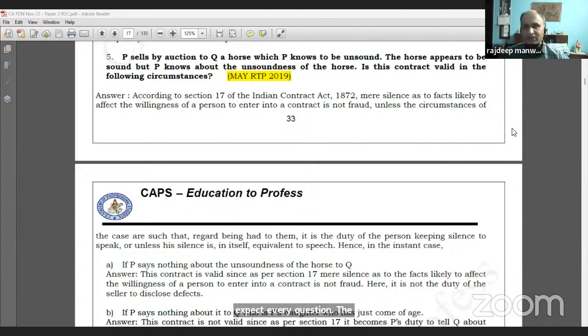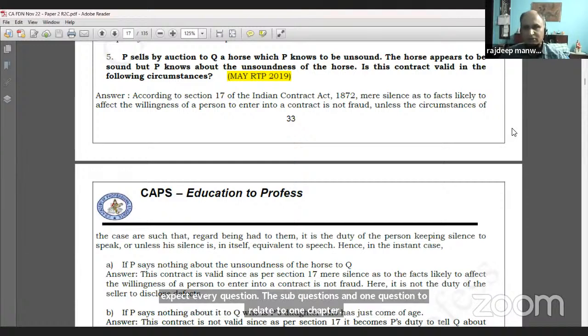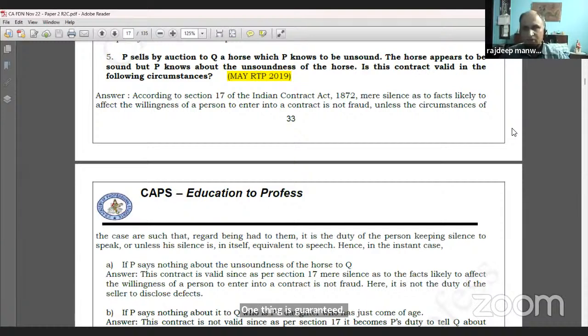One thing is guaranteed: question 2, one part will be limited liability for 5 marks. That's all. That will be the only limited liability partnership question in the whole paper. Otherwise, everything keeps changing.